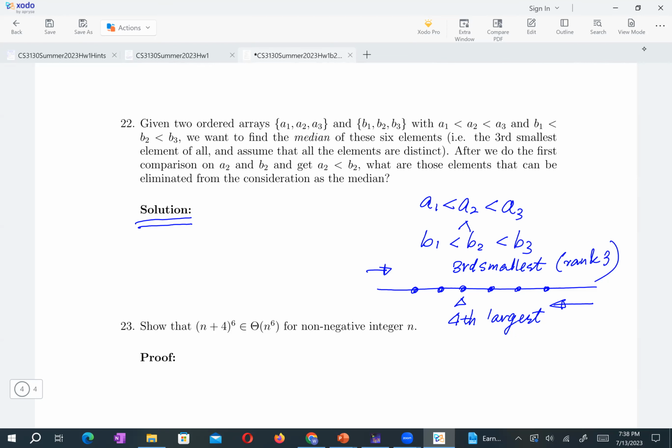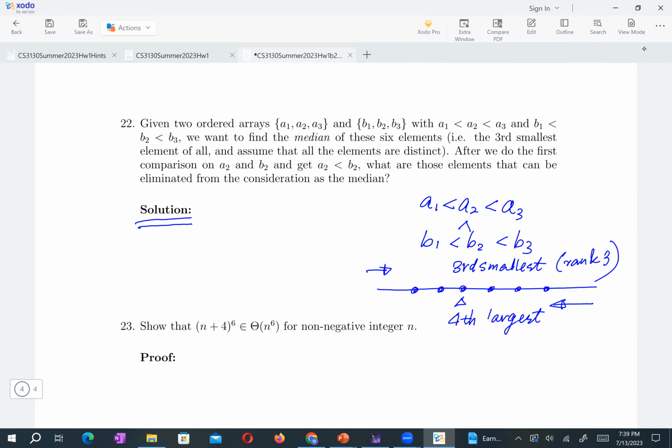We consider both directions, then we can eliminate as many as possible. If you only consider one side, you may not catch all the qualified elements. You may miss some of the elements.